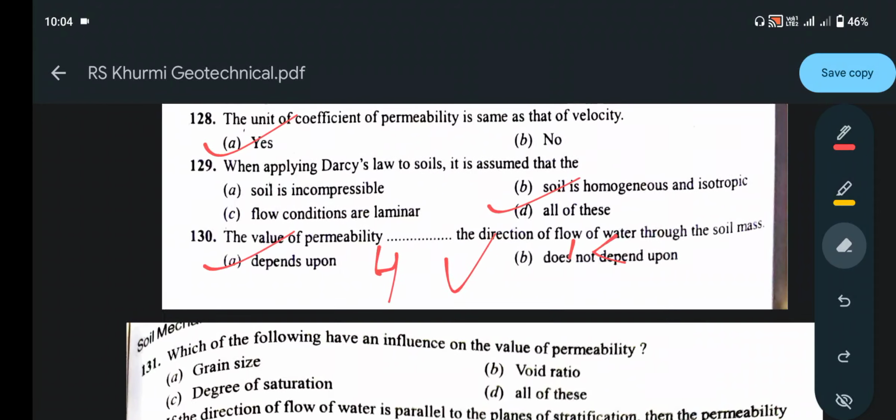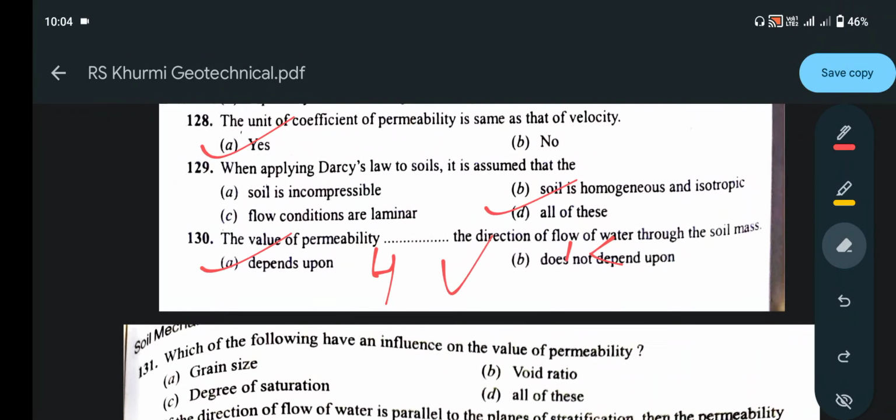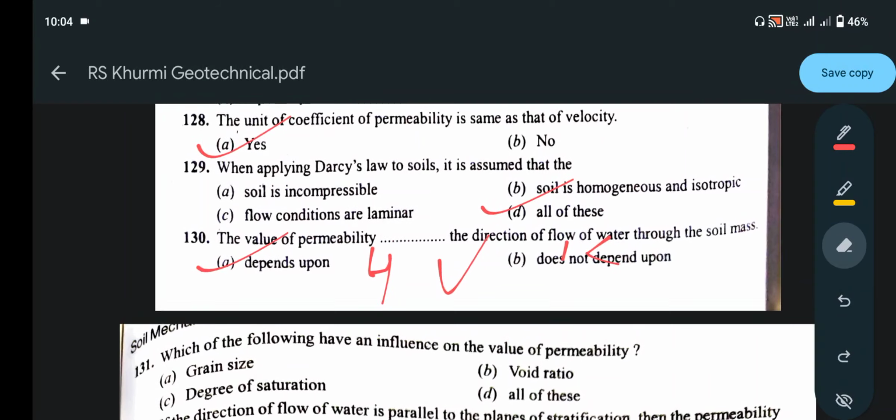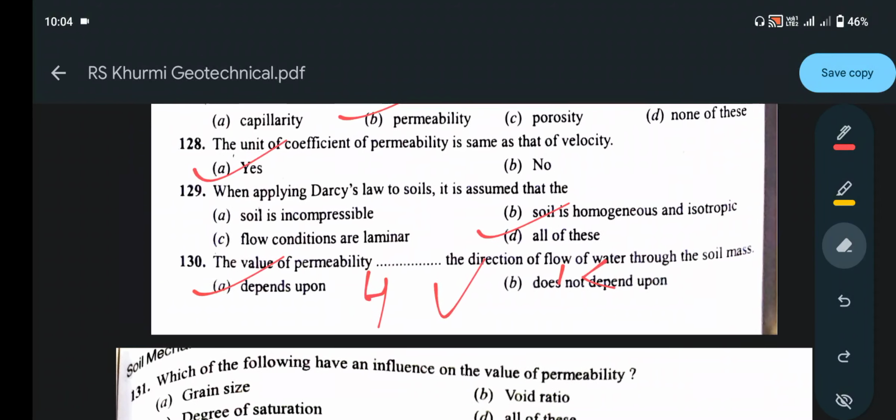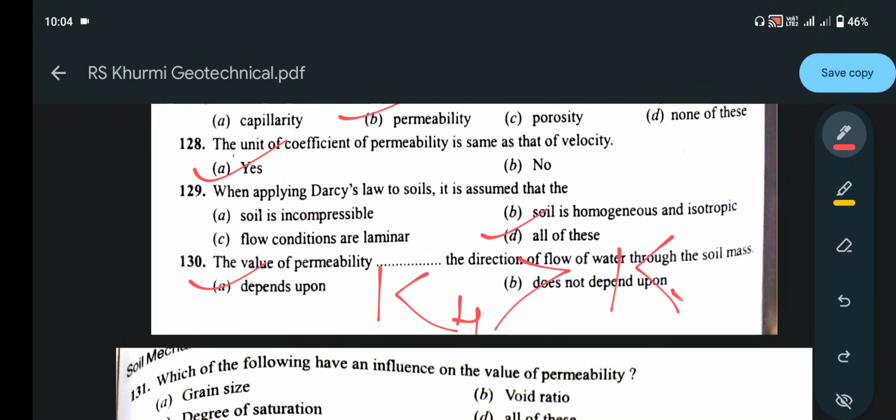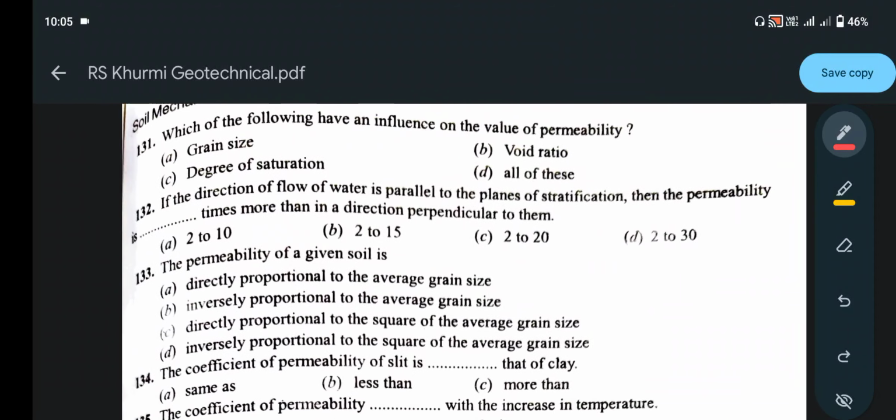We all know that KH is greater than KV. Yes, permeability through horizontal layers is much greater than permeability through vertical layers. Okay, so the next question, which of the following have an influence on the value of permeability? Grain size, void ratio, degree of saturation, all of this. So the answer will be all of this.